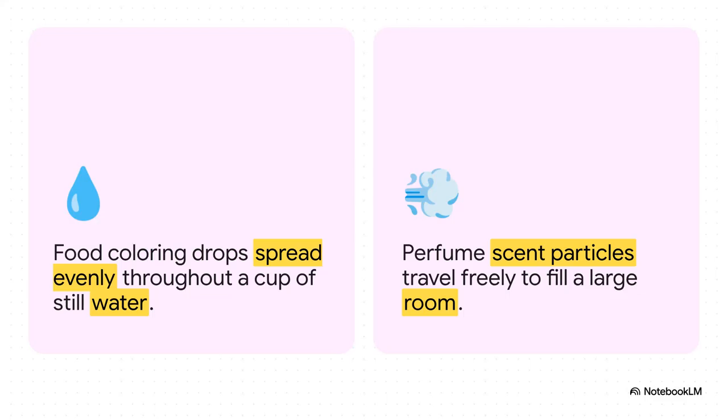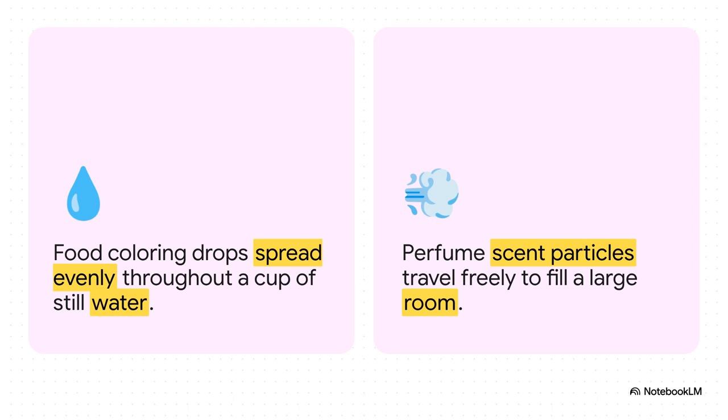To really lock this concept in, think about diffusion in a liquid first. If you drop just a single drop of food coloring into a clear cup of completely still water and just watch it, that color will eventually spread to every single corner of the cup on its own. The water particles are constantly bumping into the food coloring particles, scattering them around.